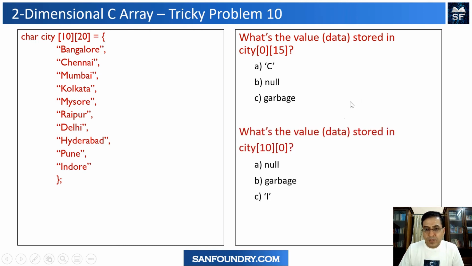Exactly the same thing. What's the value stored in city[10][0]? Okay, so we are talking about 10 cities. So what's the value? Null, garbage, I. Make a note of it.